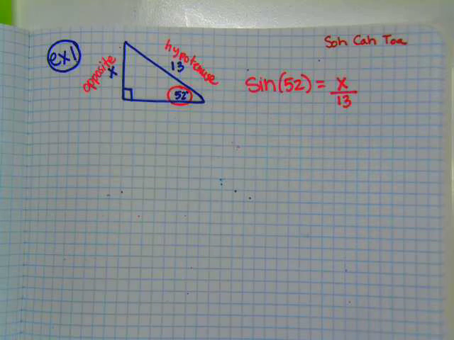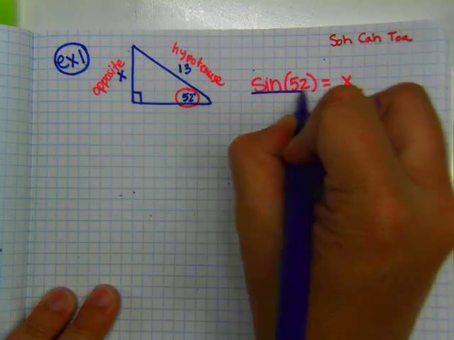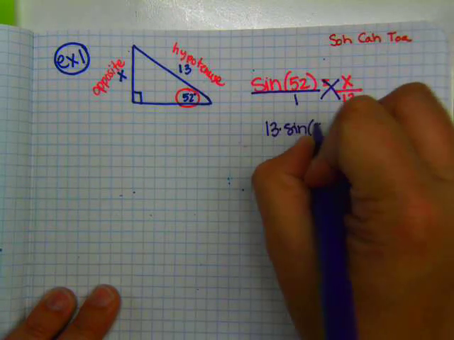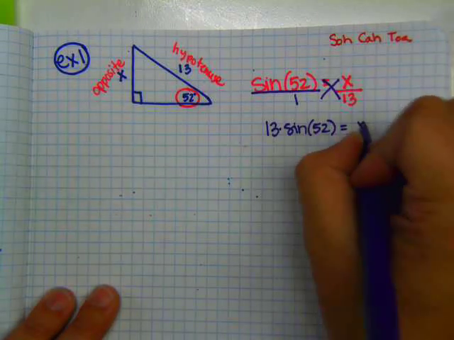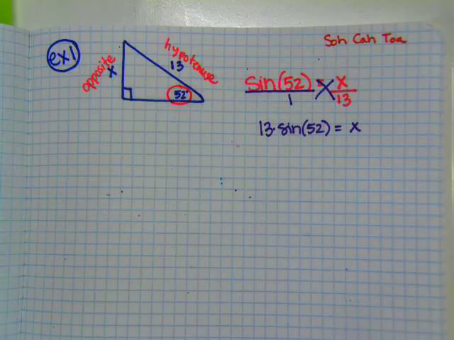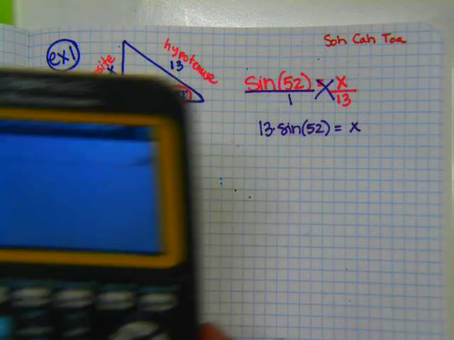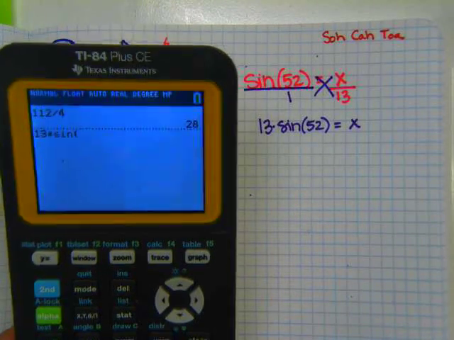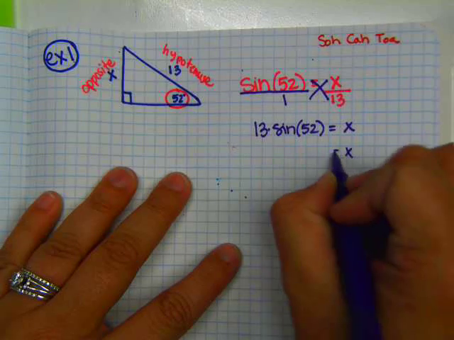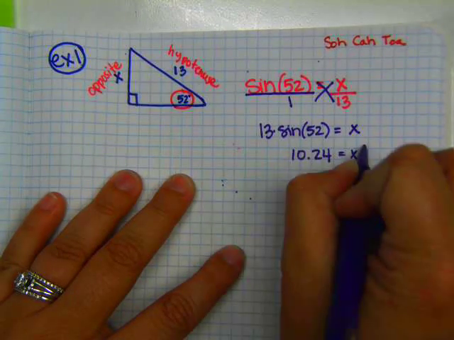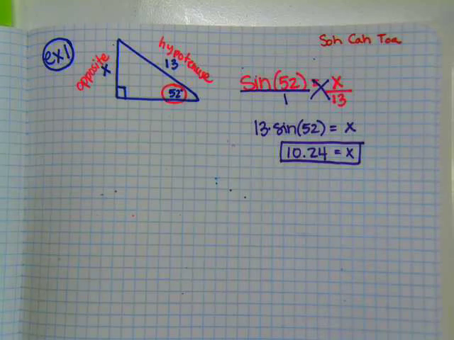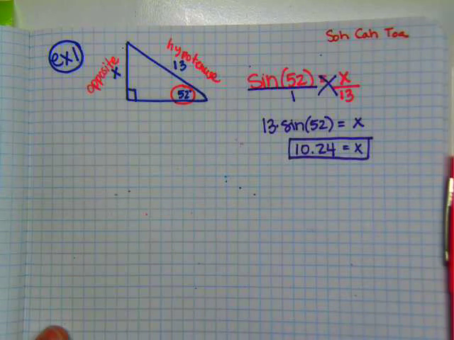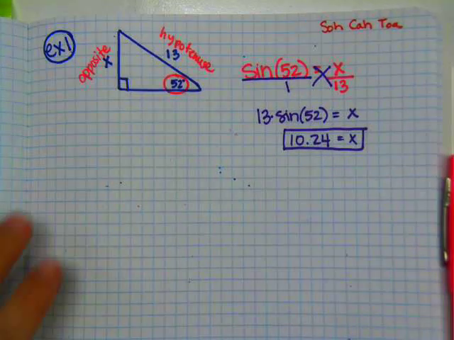And then we solve that just like you did with the trig ratio. I'm going to put this over 1 and cross multiply. That'll be 13 times the sine of 52 equals 1 times x is x. Your teacher may do that a little different. You'll get the same answer if you do it a different way. And I'm going to put that in my calculator. Make sure you're in degree. 13 times the sine of 52, and we get 10.24. Okay. It's the same steps when you're solving as you did for tangent. Now we just have multiple things. So I'm going to have you do 2 examples.